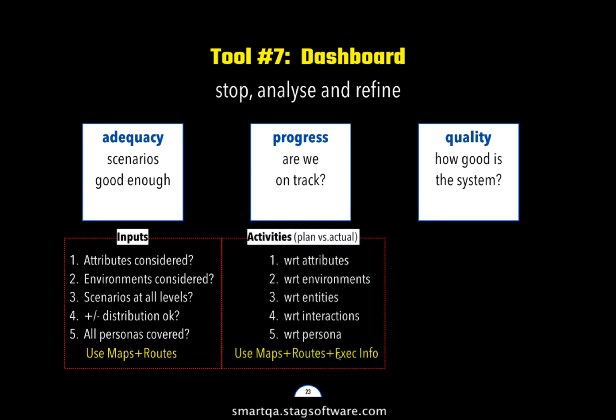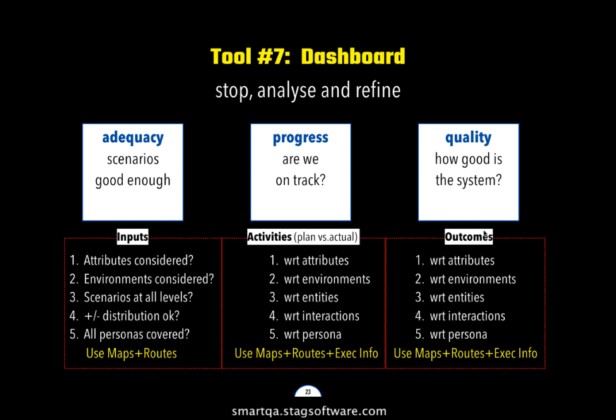But then we use the execution information also to make analysis of how we are doing with respect to evaluating from the angle of the persona. Have we tested it from this persona for that attribute and so on. So it's really progress of our activity: plan versus actual, and what's next? The evaluation of how good is the system, the actual quality. And these are really the outcomes.